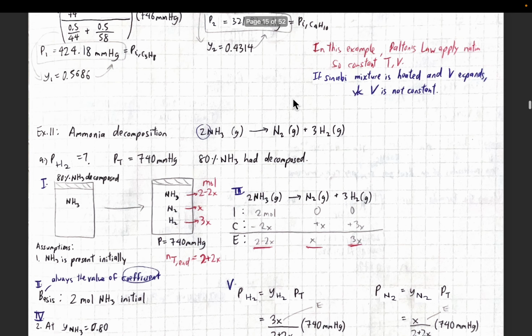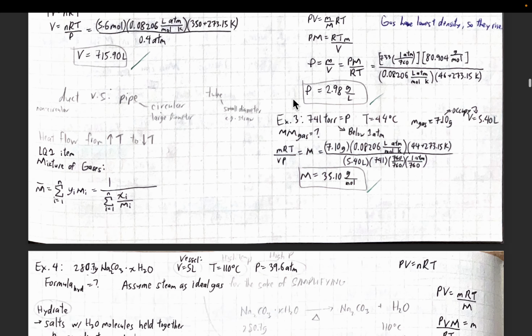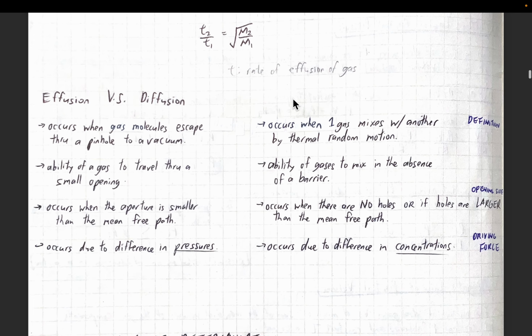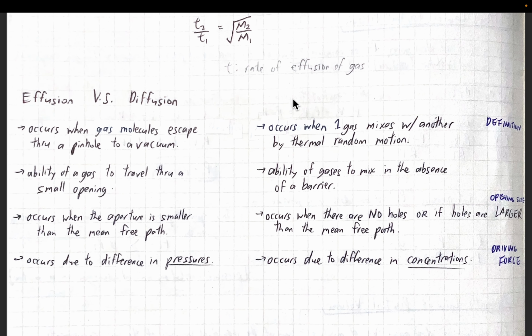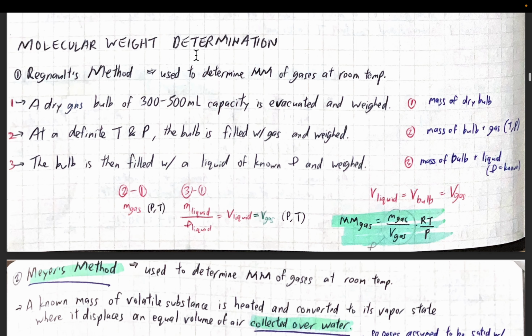So we will go here. I think we stopped here. I think, yeah. In the difference between effusion and diffusion. So let's now move on to molecular weight determination. There are basically three methods. So we have Regnault's method.